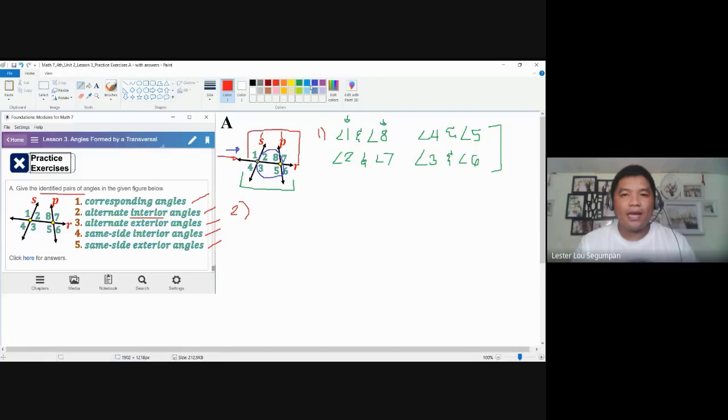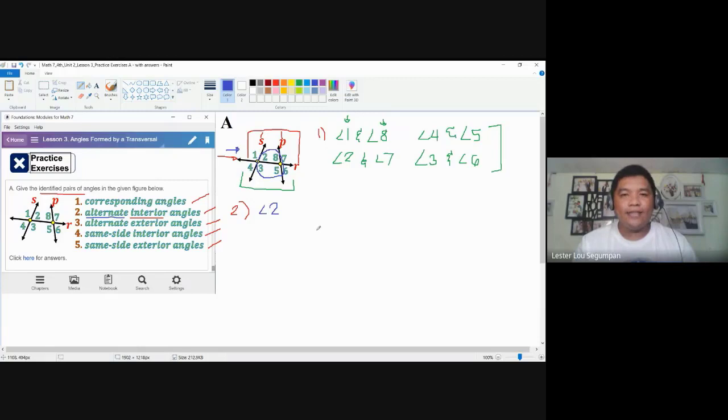So if I will pick angle 2, the angle to be paired with this for them to be considered alternate interior angles should be either angle 3, angle 8, or angle 5. That's the first condition. The second condition is in the name itself, alternate.